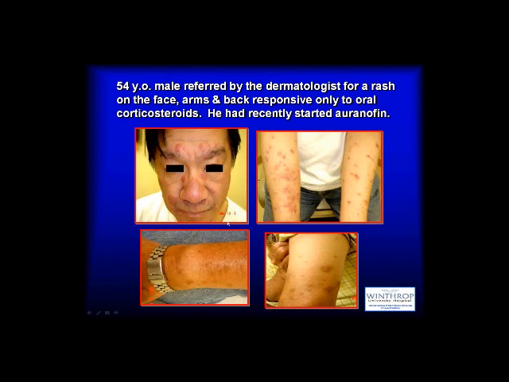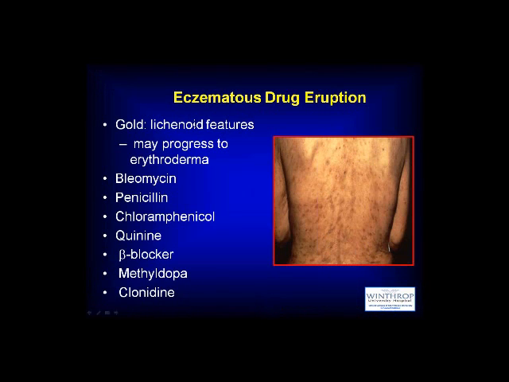This is another patient I saw in 2006, I think, a 54-year-old, referred by the dermatologist for a rash on the face, arms, and back. He does respond beautifully to oral corticosteroids, and he had recently started oral gold for rheumatoid arthritis. Way back then, they were still giving gold as a treatment for rheumatoid arthritis. So these were his lesions, and we stopped the gold treatment, and he had marked improvement.